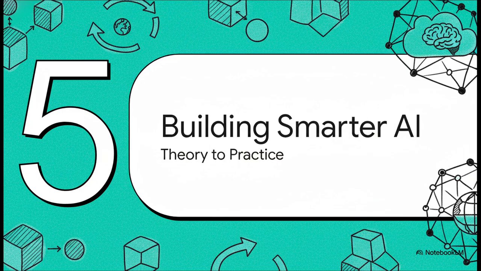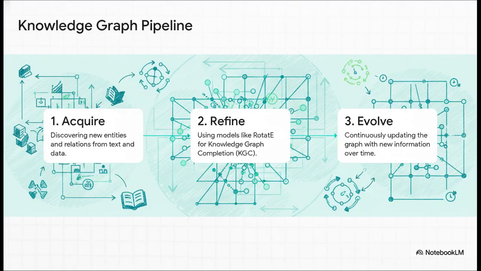So, okay, that's the cool geometric theory. But let's pull back and see how this actually helps us build a smarter AI. How do we get from this theory to a real reasoning machine? Well, it all fits into something called the knowledge graph pipeline. First, you have acquisition, which is just sucking up facts from text and data. Then comes the key step, refinement. This is where models like TransE and RotatE come in. They do what's called knowledge graph completion, or KGC, to predict those missing links and fill in the gaps. And finally, you have evolution, where the graph is constantly being updated.